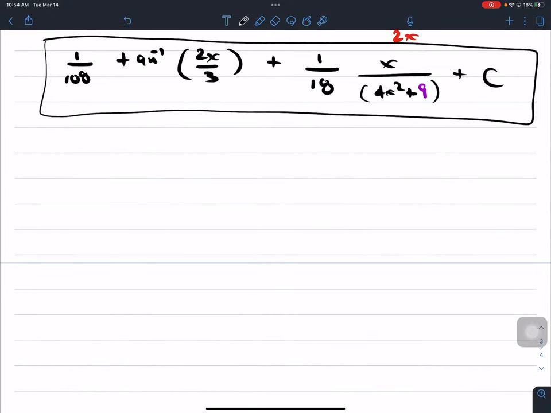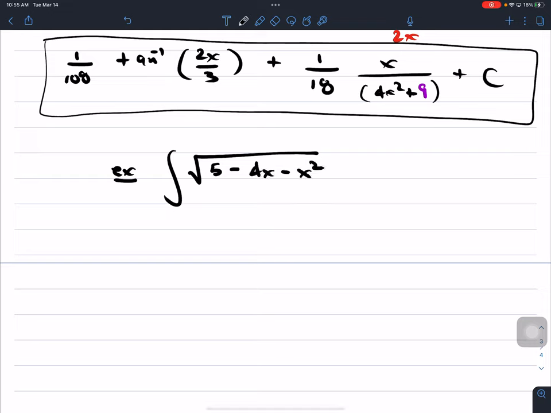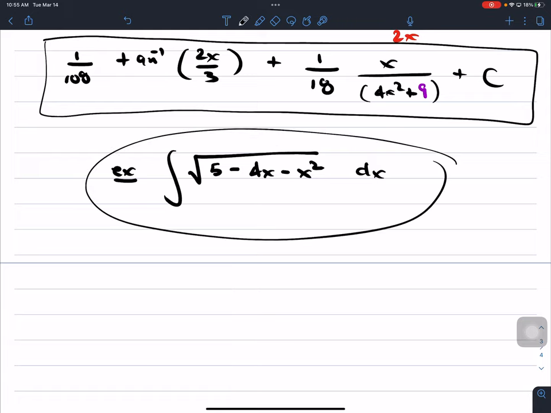So here's kind of a quadratic version. And then I want to share with you guys another version. I don't think I did this one, but this is another quadratic version. Square root here, ladies and gentlemen, 5 minus 4x minus x squared dx. So remember we started this quadratic discussion.